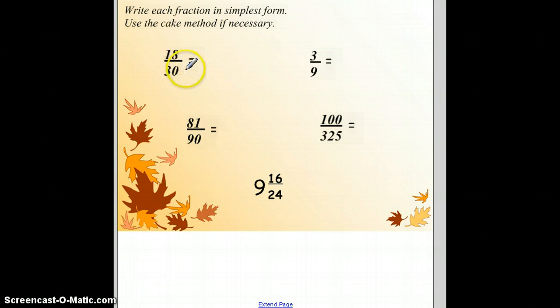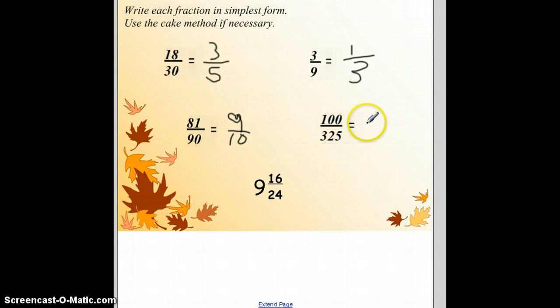Alright, so 18/30. I hope you decided that the GCF was 6. You divided both by 6 and you would get 3/5. And there you end up with 2 primes. 3/9, you can divide both by 3, giving you 1/3. 81/90 can divide by 9 as your GCF, gives you 9/10. Sorry, Mrs. Jordan's hand slipping, tenths.